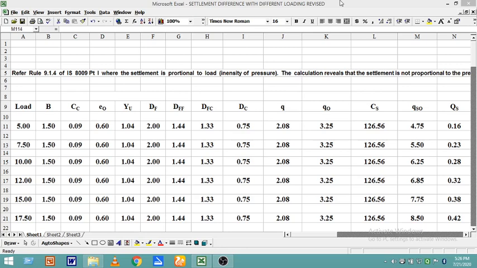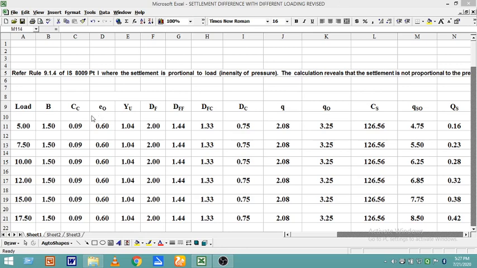But in the case of normally consolidated clay, the equation is not directly proportional to pressure intensity or foundation width or any other factor, because the more the foundation width, the more the significant thickness shall be. This is the basic difference. So it is not directly proportional, neither to pressure intensity nor to foundation size.